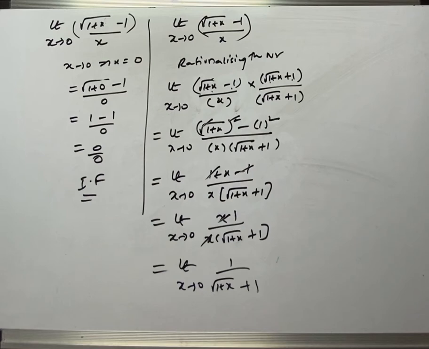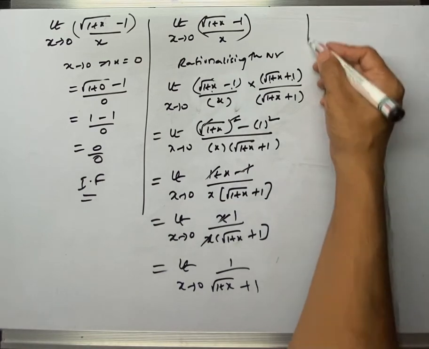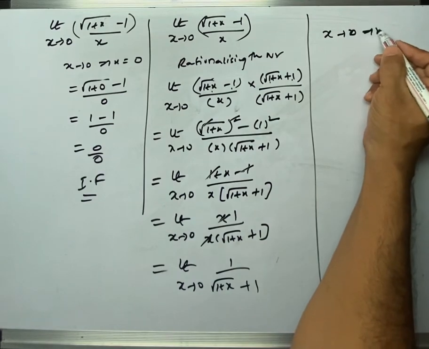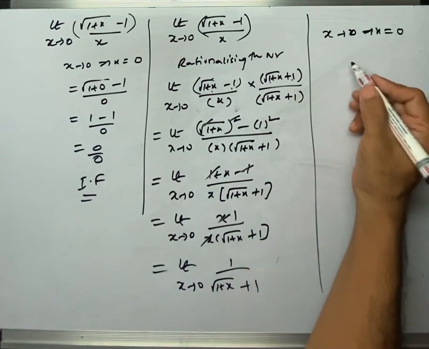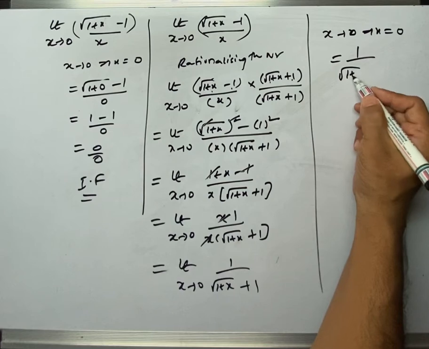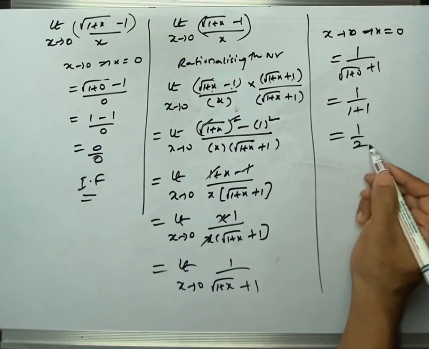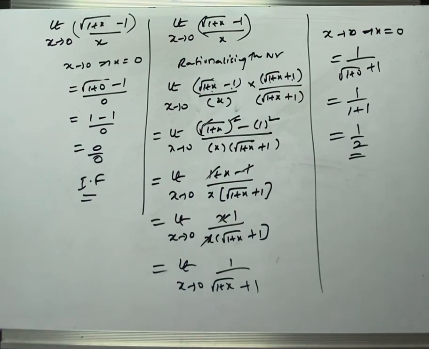Now we can write x tends to 0 implies x is equal to 0. So 1 by root 1 plus 0 plus 1, 1 by 1 plus 1. This is 1 by 2. In this way we have to conclude. Now we have some standard limits.